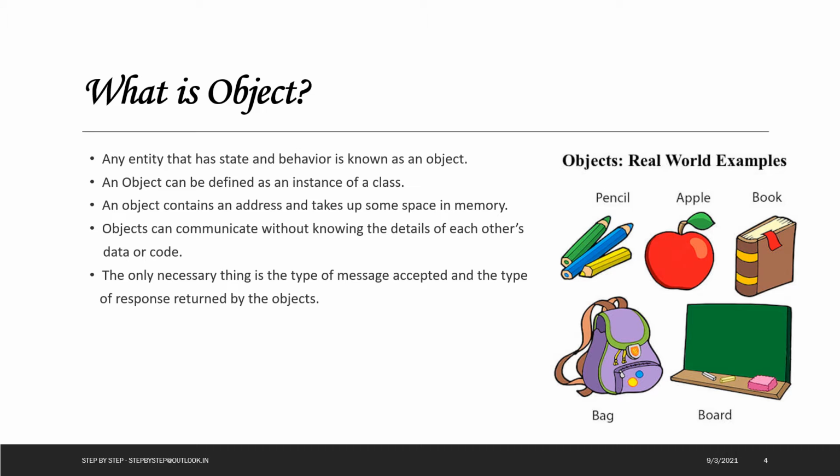The only necessary thing is the type of message accepted and the type of response returned by the object. So they need to worry about the type of message the object is accepting and the type of message the object is returning after the execution.